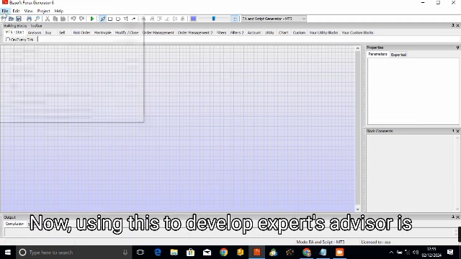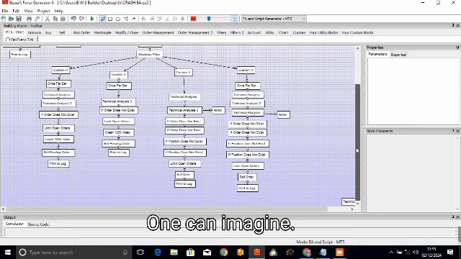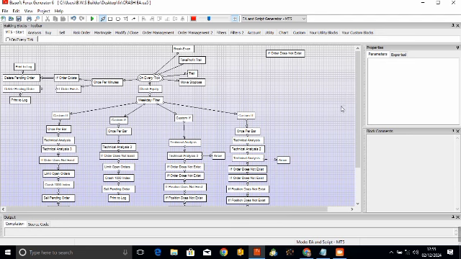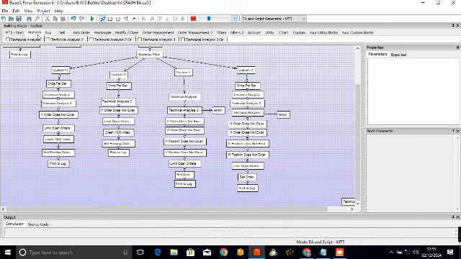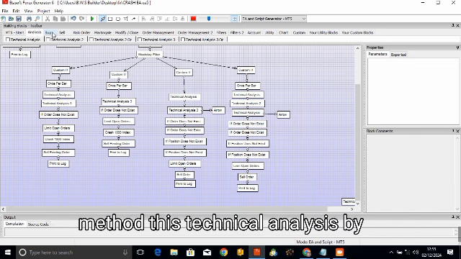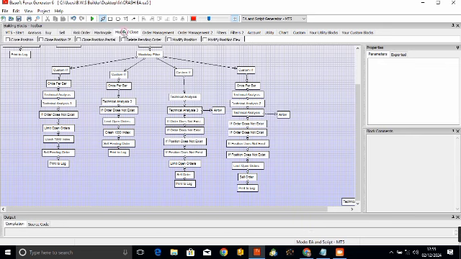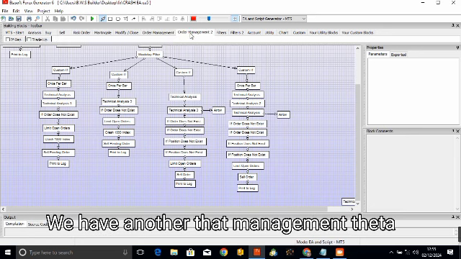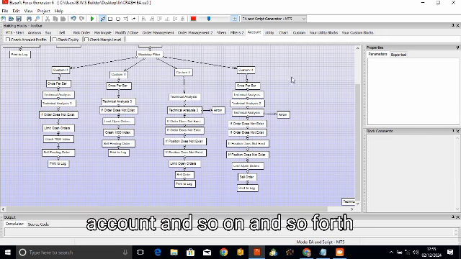Now, using this to develop an expert advisor is one perfect thing one can imagine. This is a previous EA I used this to develop, a highly profitable EA like that. Now, it has so many functions, it is a drag and drop method. Technical analysis, buy, sell, risk management, martingale, modification of positions, risk management also, order management. We have another order management, filter, filter to account, and so on and so forth.